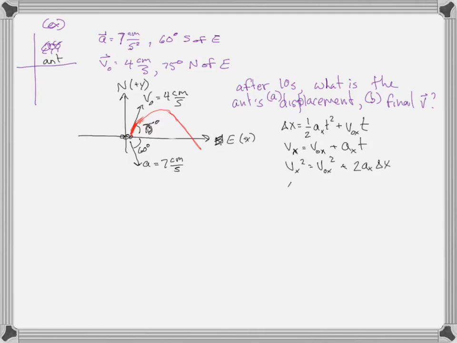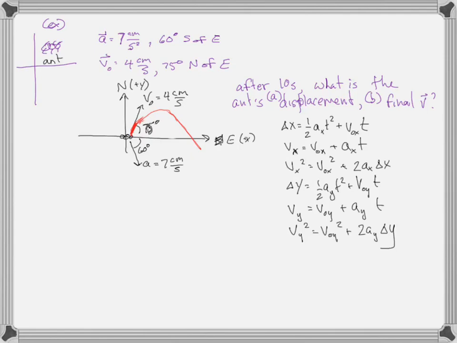And then for the y direction, we've got delta y equals 1/2 a sub y t squared plus v0y t, vy equals v0y plus a sub y t, and vy squared equals v0y squared plus 2 a sub y delta y.